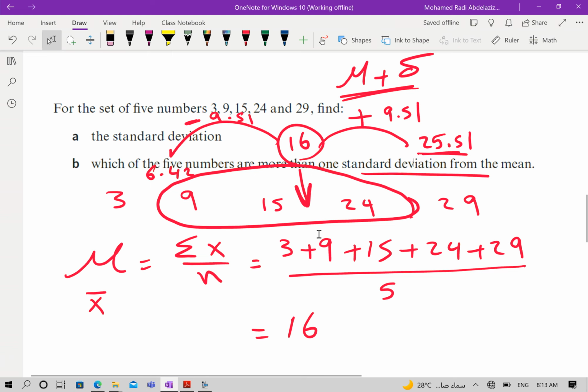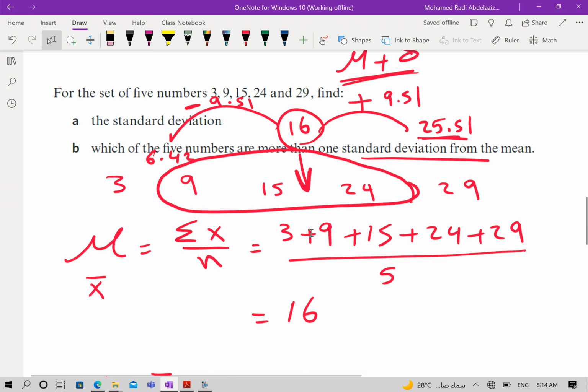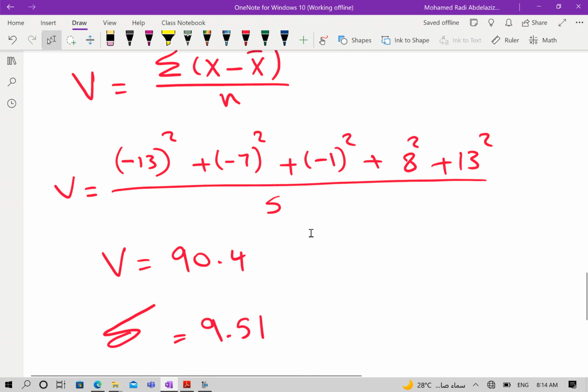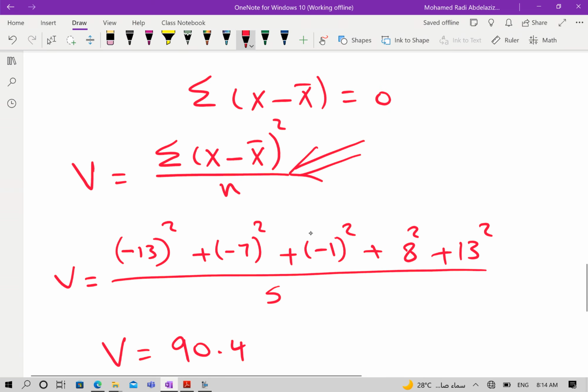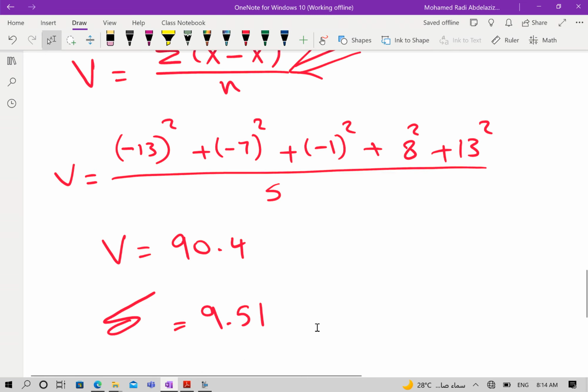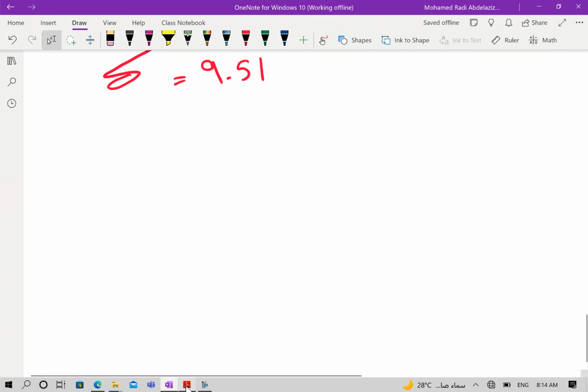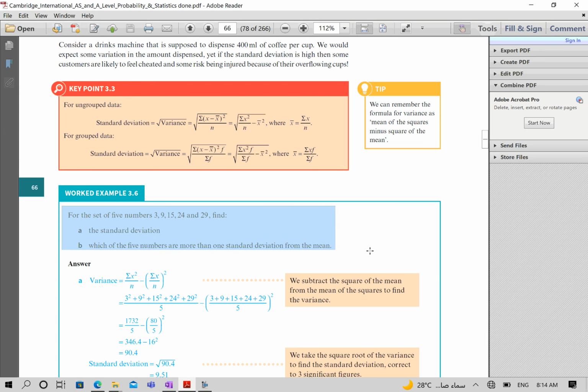If it is written less, it's written here more. You are right if it is written less. Which of the 5 numbers are less than one standard deviation from the mean will be 3. Square root of variance. How to calculate? Use this formula. I will give you another formula. I will repeat the question again to explain the second method to calculate the standard deviation.